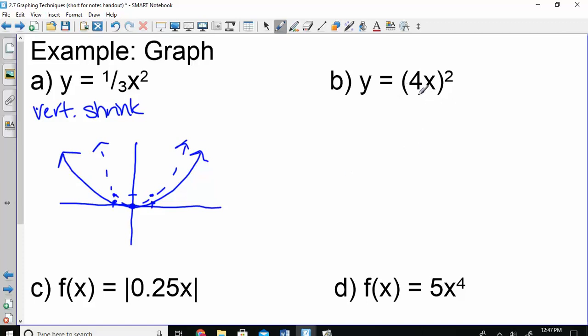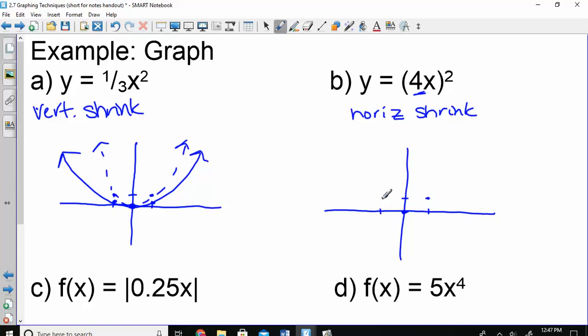So let's do B. Is this horizontal or vertical? Horizontal because it's inside my parentheses. So it's changing x. And inside does the opposite. So that will shrink. So same parent function. 0 squared is 0. 1 squared is 1. -1, 1.